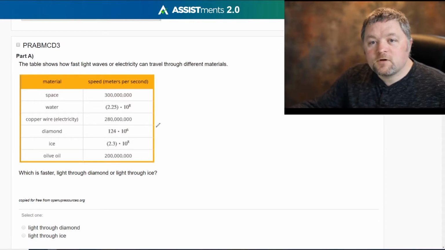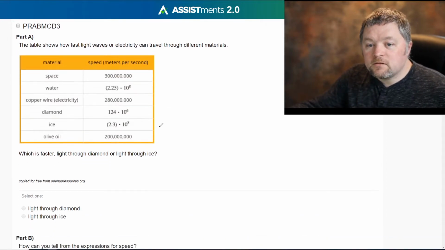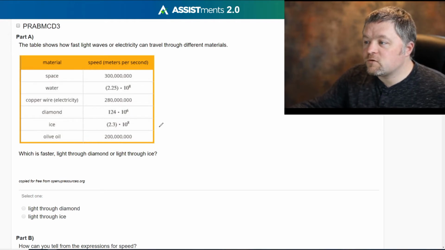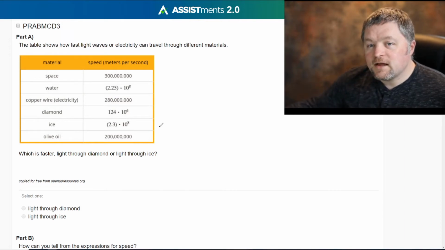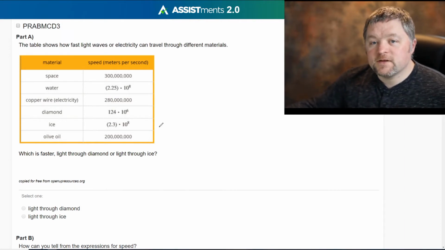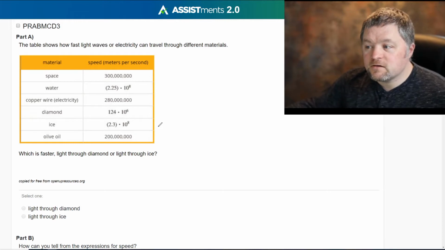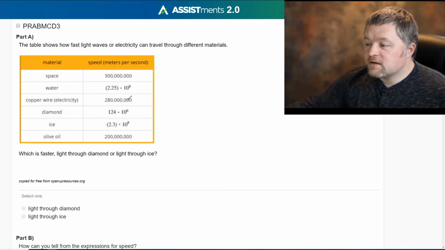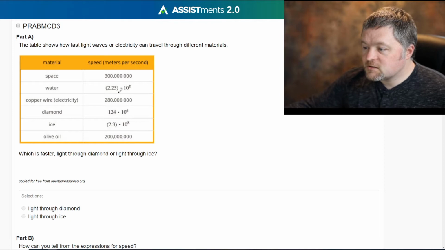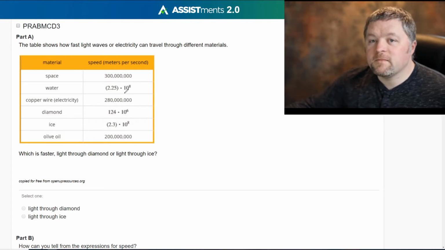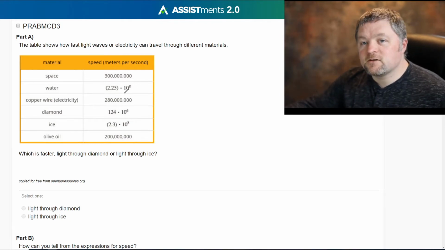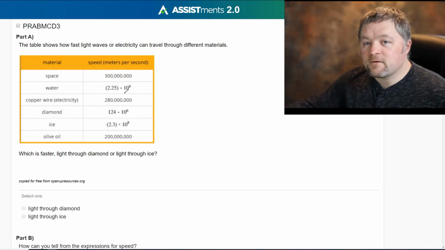Okay, our next question shows a table of how fast light waves or electricity can travel through different materials. Now we're starting to really get into benefits of scientific notation. Dealing with some of these large numbers is definitely made easier by using scientific notation and using the power of exponents.